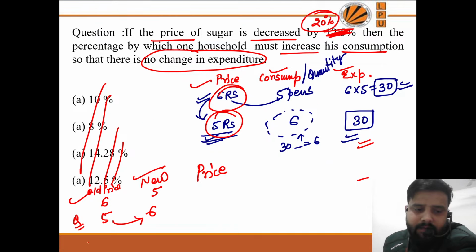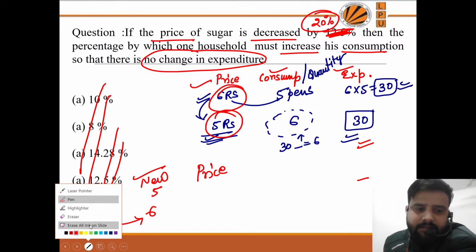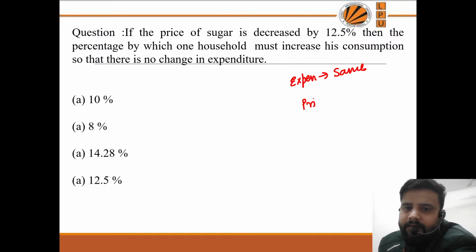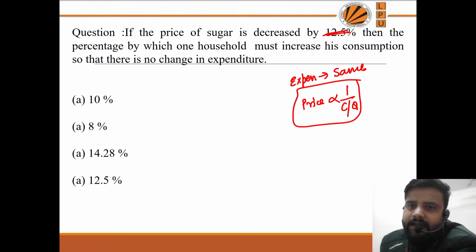So the conclusion from here is, when expenditure is the same, price and consumption or quantity have an inverse relation. Remember it. Let's take this first of all with 10%. Now how to solve this question?